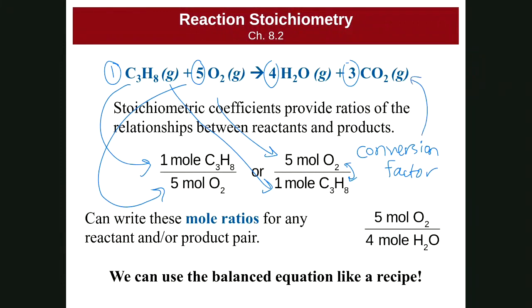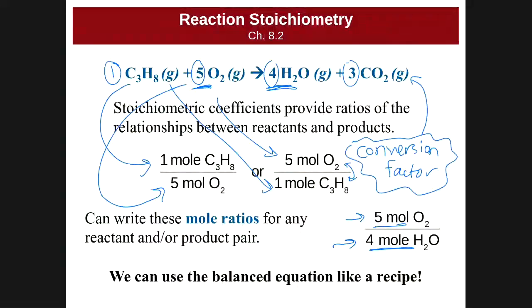So we can write these mole ratios for any reactant and product pair. So if we look at our equation again, we have 5 moles of oxygen gas, 5 oxygens, and 4 waters. So 4 moles of water. So we can make a mole ratio using any of our reactants and products, and that is just a conversion factor that we're going to use in all of our equations.